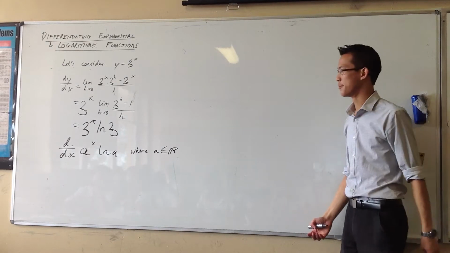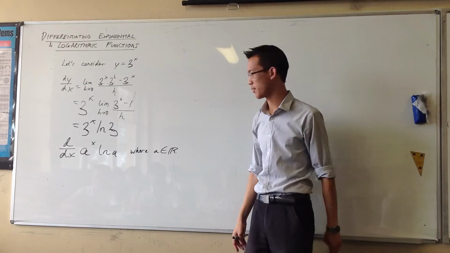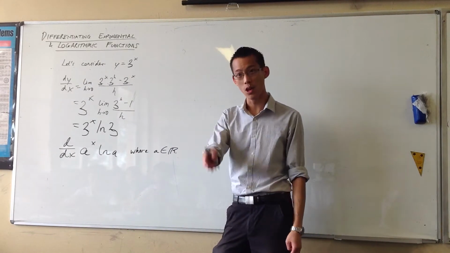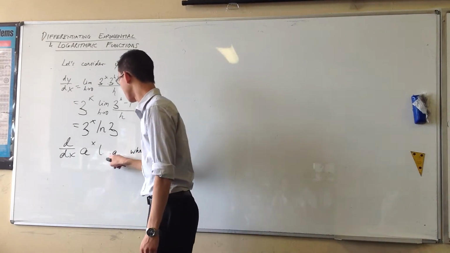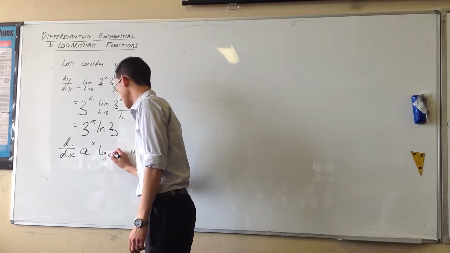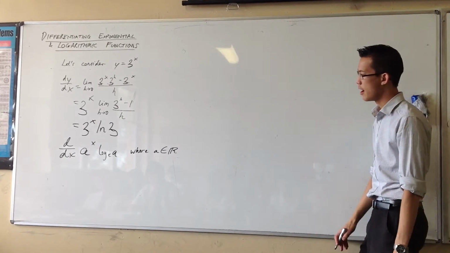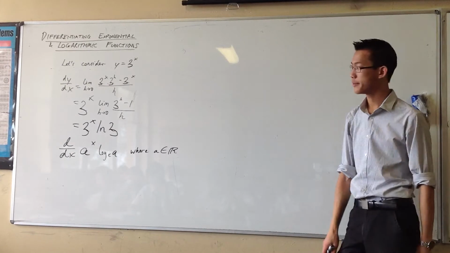So, maybe by now, you're starting to get a little suspicious, right? Remember, natural log is actually shorthand for log base e. And e is this strange number, 2.7182 something, something, something. It has to do with exponential growth.